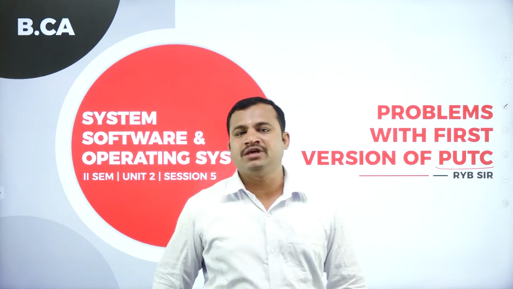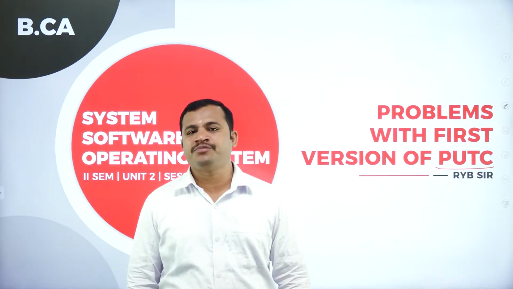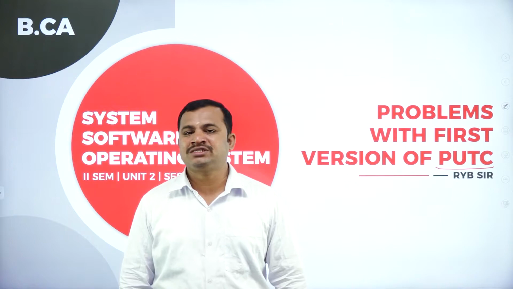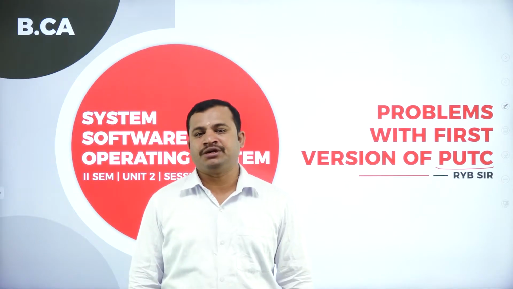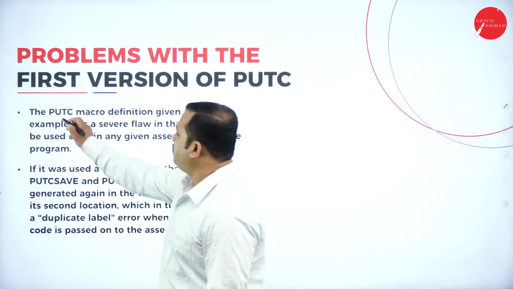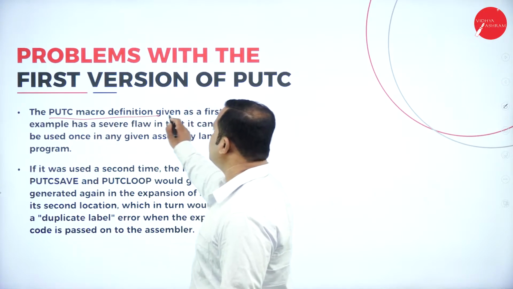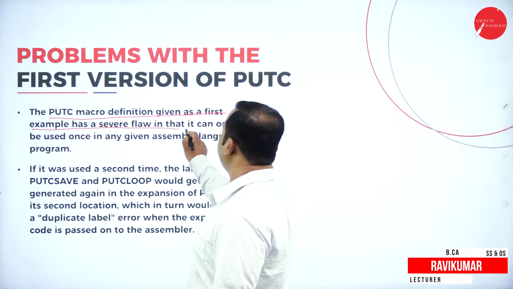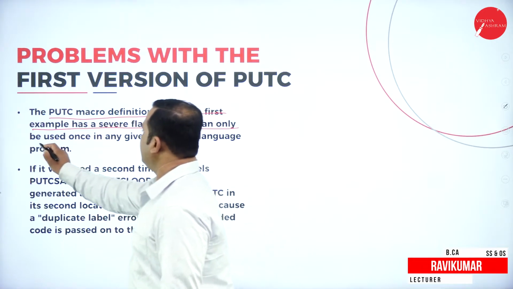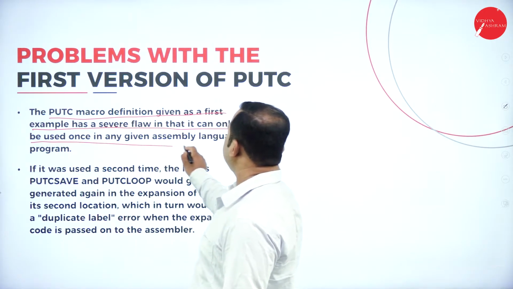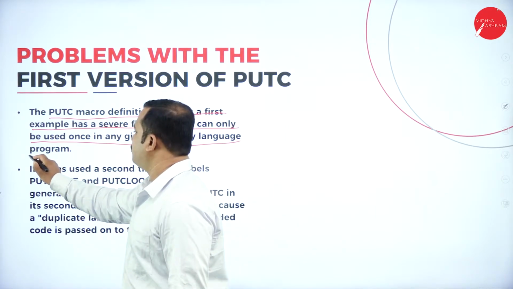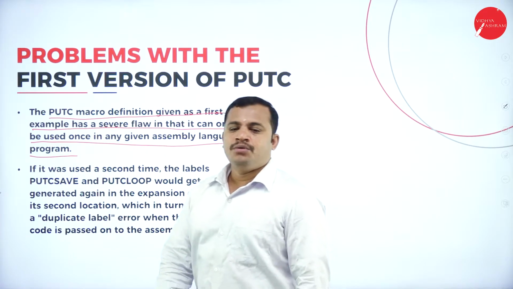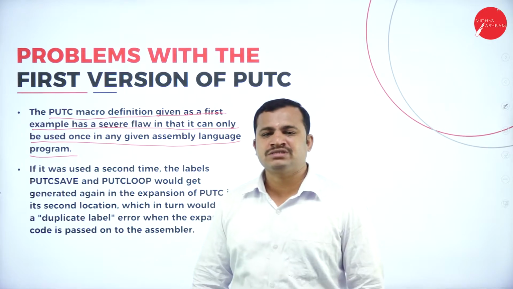Let me take you through the problems of the first version of PUTC which I discussed in the previous session. Here, the PUTC macro definition given as the first example has a severe flaw in that it can only be used once in any given assembly language program. What is the meaning of this?